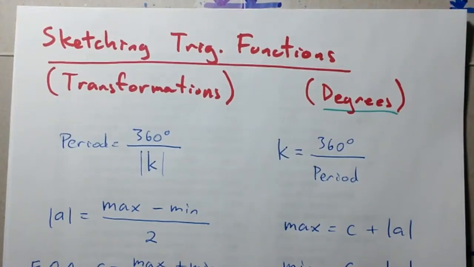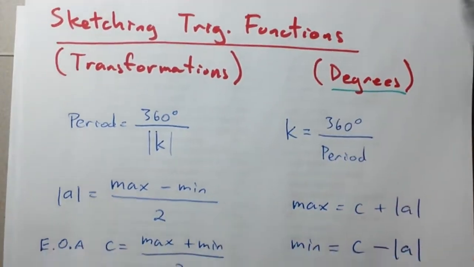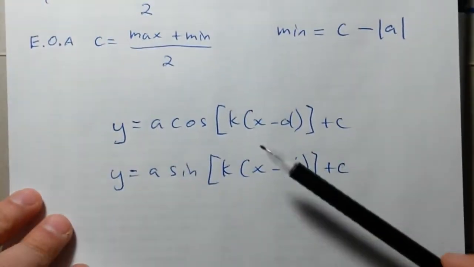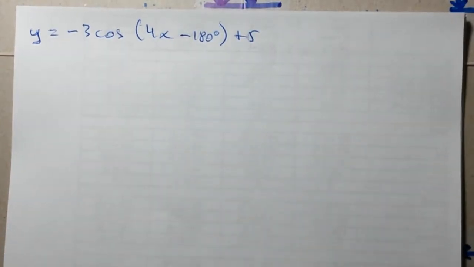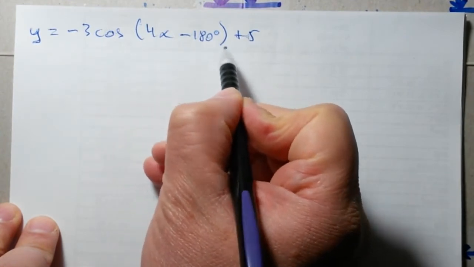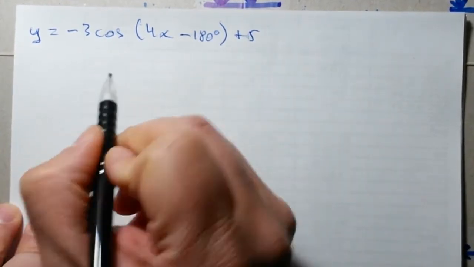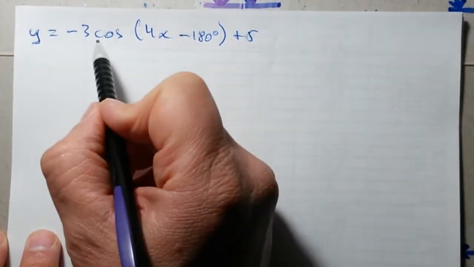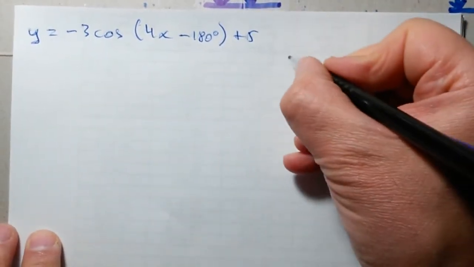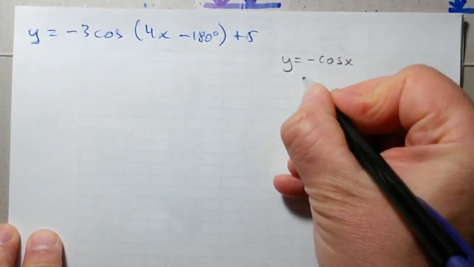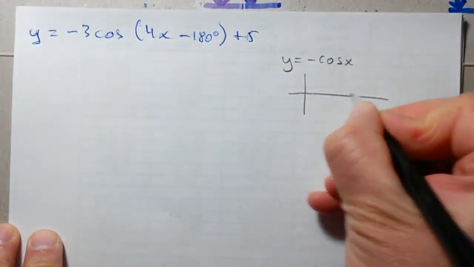And still more examples of sketching trig functions. Once again, we're going to collect all this information and the question will be given in this format. So we have y equals minus 3 cosine, open bracket, 4x minus 180 degrees, close bracket, plus 5. Now, yes, we can first identify what the base function is going to be, which is y equals negative cosine x, and you do a rough sketch for that.